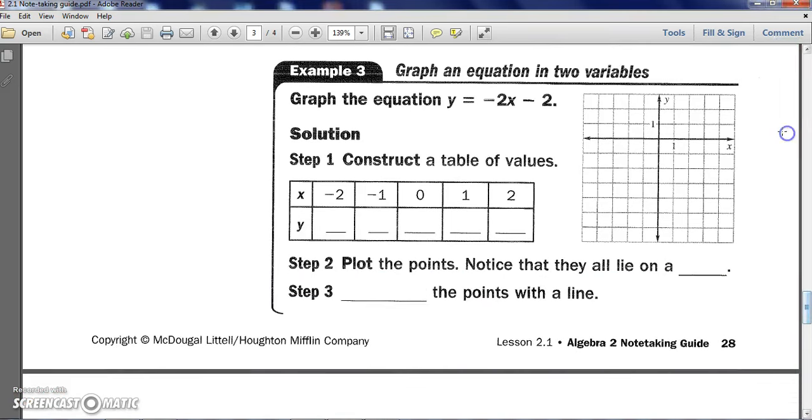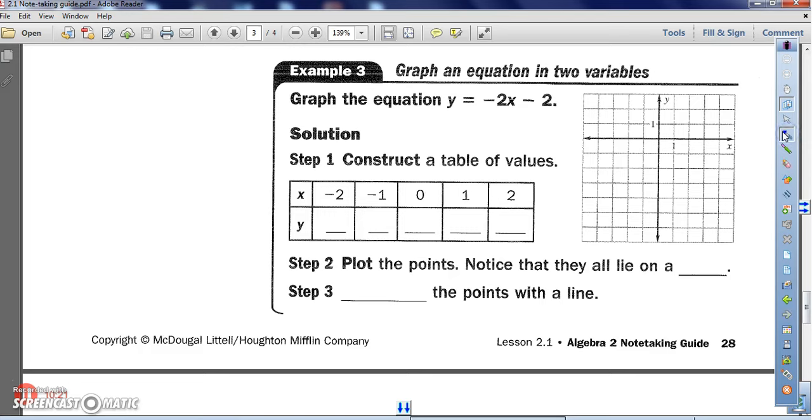In example 3 here, we want to graph this equation. So we begin by making a table. Now, when I make a table, the first thing I want to think about is the domain of this equation. The domain would be the values that I'm allowed to use for x. Since x is going to be multiplied by -2, I could probably use any real number I want to for x. There aren't any restrictions there.